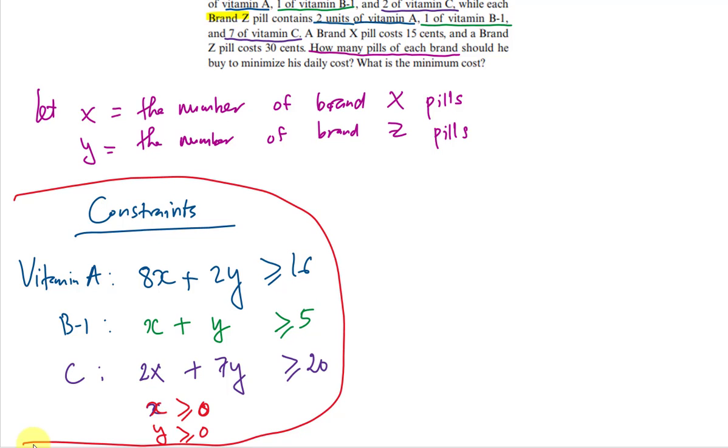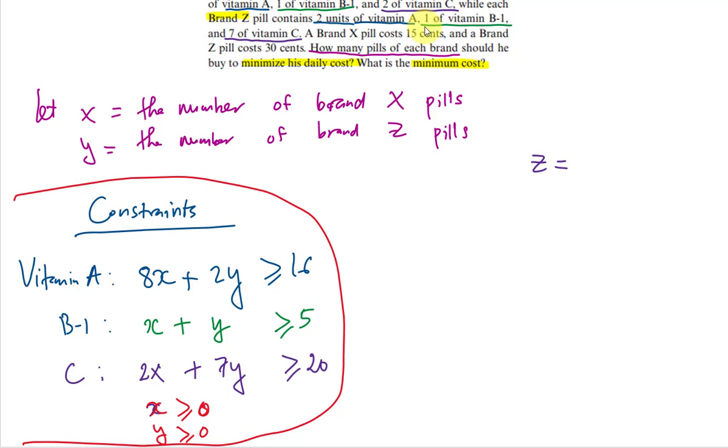And now let's see what the objective function is. We are looking for the minimum cost, to minimize his daily cost. Well, we can write his daily cost as Z. We can write that. You know that brand X pills cost 15 cents.